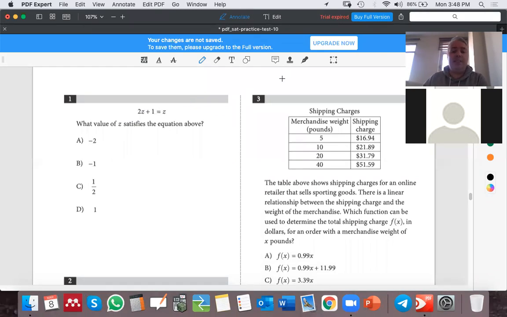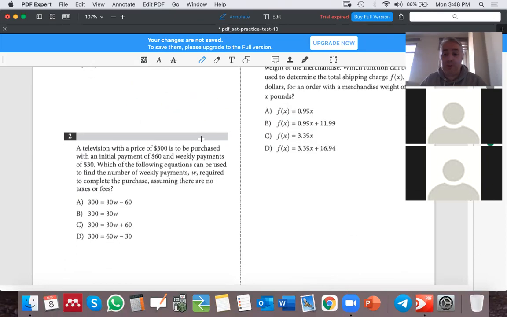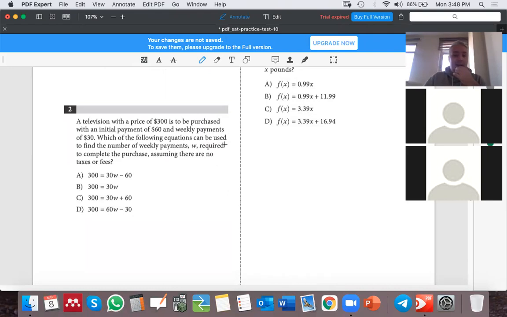Value of z satisfy the given equation. So this z, if we take here 2z minus z is equal to -1, so z is -1, so we solve it. It's so simple after solving the calculated part. Now, question number 2. Whenever you have, these are called word problems.